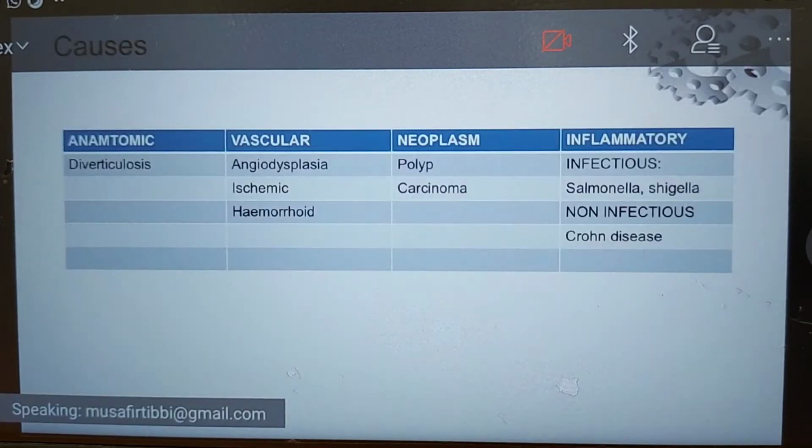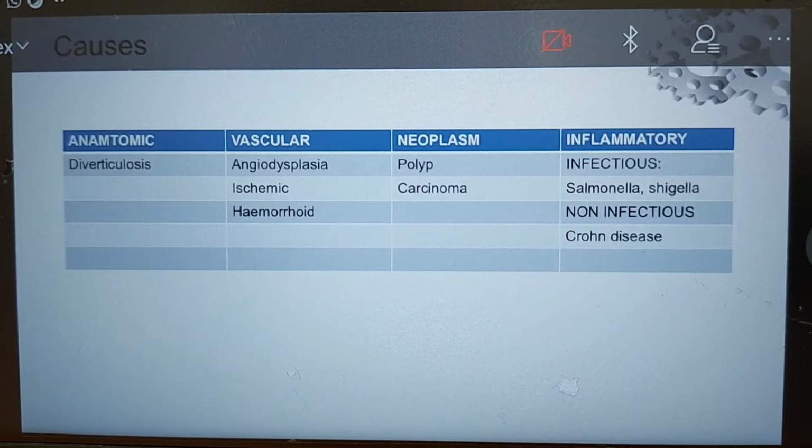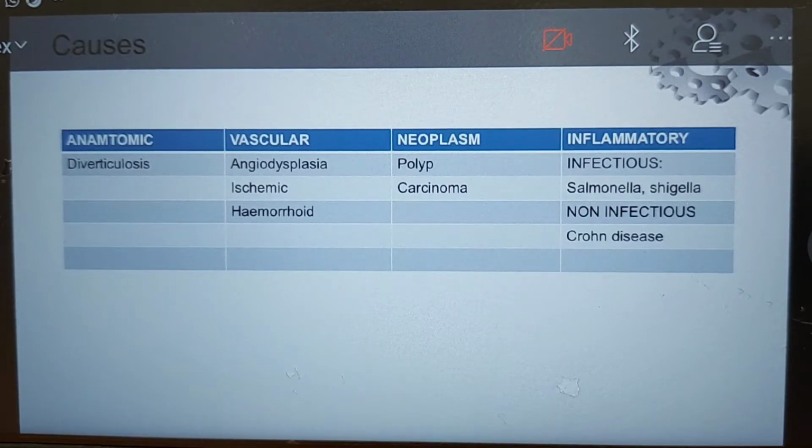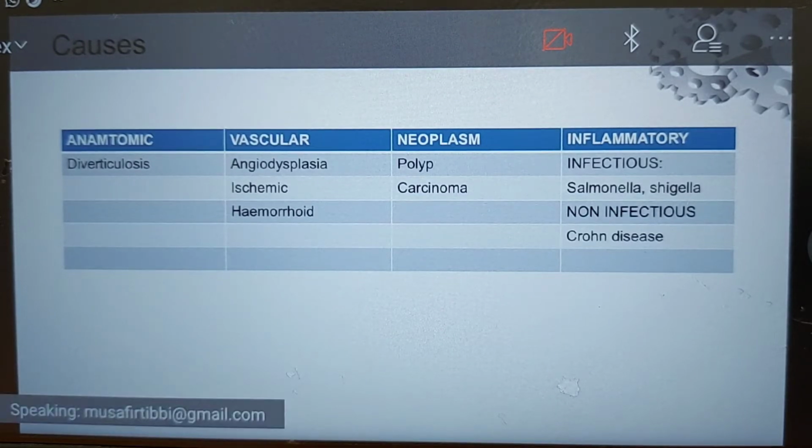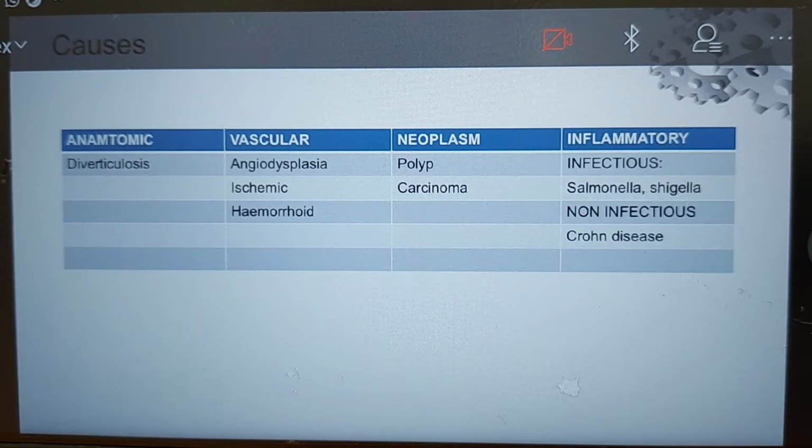For lower GI bleeding, we can classify the causes into a few categories: anatomic, vascular, neoplasm, or inflammatory. Under anatomic, we have diverticulosis or diverticular disease, which is the outpouching of the lining of the GI tract. Then we have vascular, which is angiodysplasia, ischemic, and hemorrhoid. All of these I will explain in more detail later. Under neoplasm, we have polyp or carcinoma. Under inflammatory, if it's infectious, we have Salmonella or Shigella infections. If it's non-infectious, then we have Crohn's disease or ulcerative colitis.